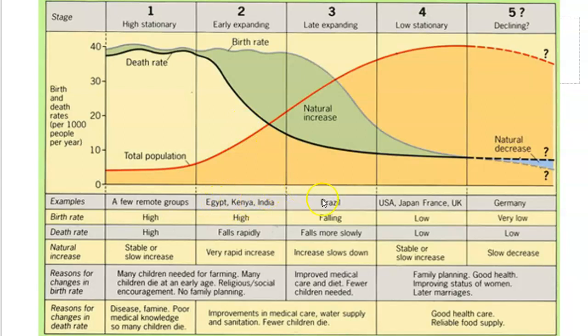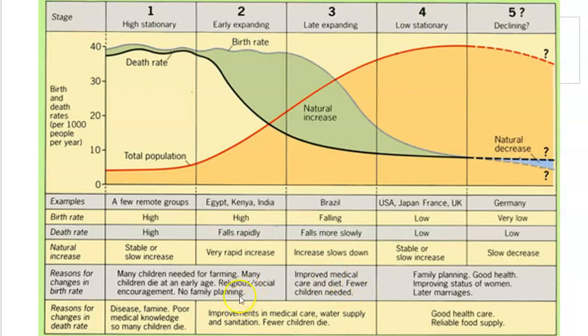India, I would say, has actually moved into a stage 3, but when we look at stage 3 specifically, we see that it's late expanding. You've got a natural increase rate that is still pretty high, but it's slowing down. And this would include countries like Brazil. The birth rate is falling, the death rate is falling, but more slowly than it was in stage 2. And then the increase overall slows down. It is reflective of improved medical care and diet and fewer children needed.